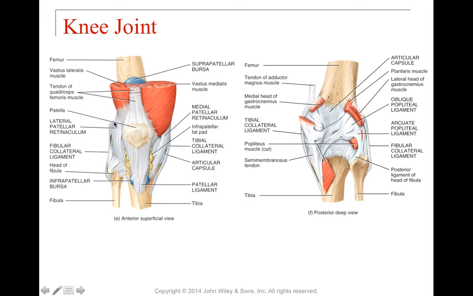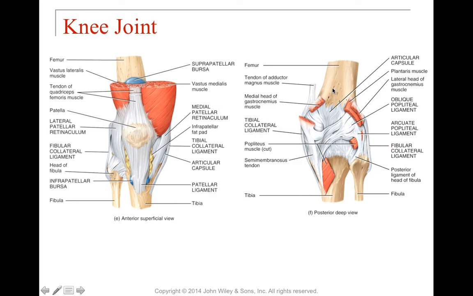On this side we have the lateral patellar retinaculum. And then here we're going to have the medial patellar retinaculum. Behind that we have the tibial collateral ligament right here. Again, that connects the tibia directly to the femur. And then we have the fibular collateral ligament, which is going to connect up to the femur as well. And don't forget that the fibula doesn't interact directly with the femur. It's just going to interact here with the tibia. So those are going to articulate there as well.